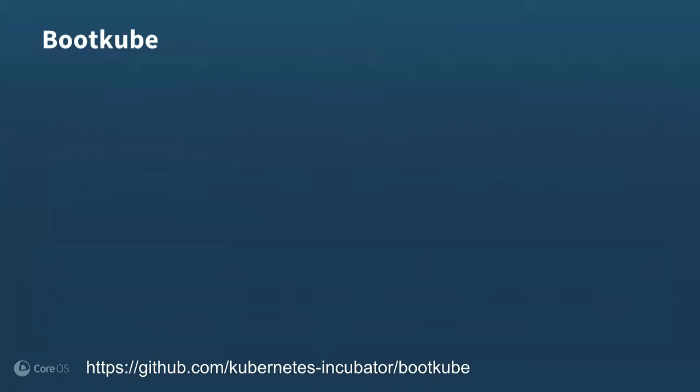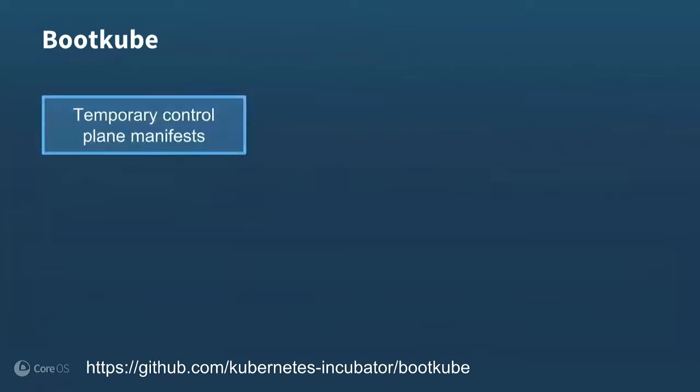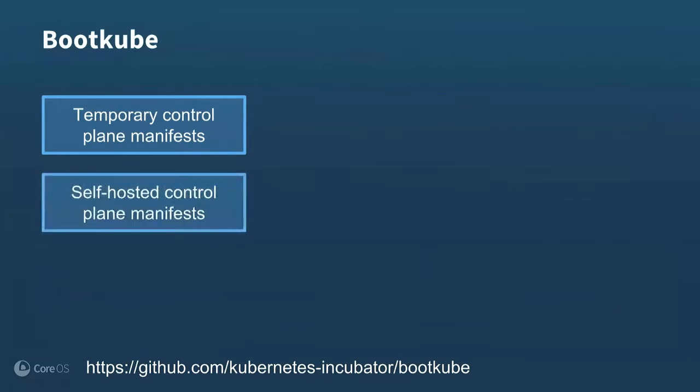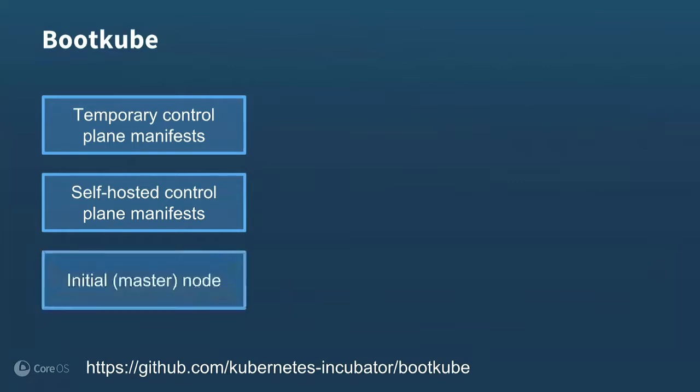There are a few different projects that do this, and one is called bootkube, which is one that CoreOS contributes to heavily. What it does is it takes a set of temporary control plane manifests. These are Kubernetes manifests written in YAML or JSON that describe how this temporary control plane will work. It has self-hosted control plane manifests, which describe your actual steady state control plane. And then you need one initial master node that is going to be your bootstrap node.